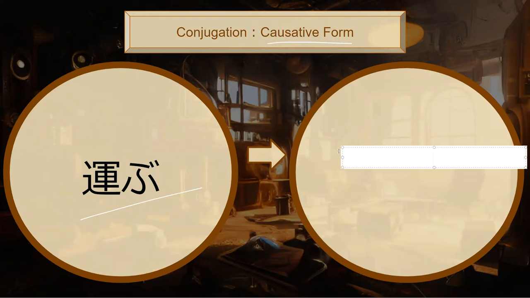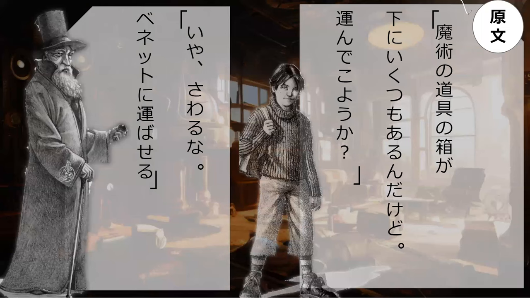Hakobaseru. Perfect. Hakobaseru: to allow someone to carry or to make someone carry. Okay, so let's start with this half, which is Khan talking. What does Khan say?